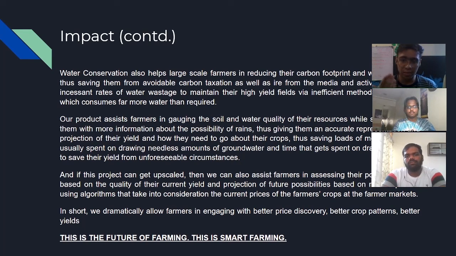On top of that, we are talking about governments actually bringing the heart of the farming population to the mainstream, and that is by subsidizing these technologies to assist them in terms of supplementing them with more information or just projecting their yield or how they need to go about their crops. As I've said, in the current system, farmers have to wait about 2 to 3 years for these kinds of facilities to be availed.